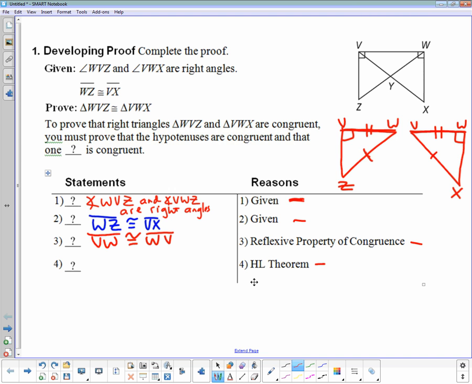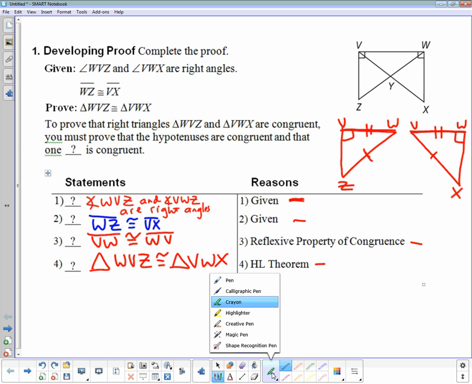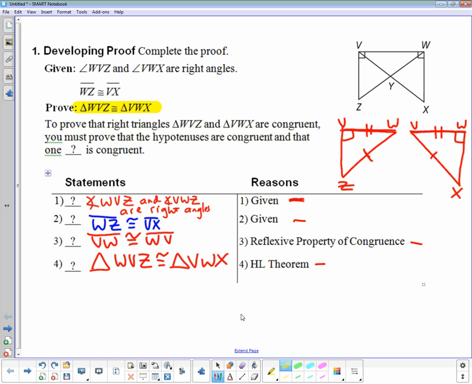But now, what's on the last line of a proof? It's what you're always trying to prove. Remember, that's what you were asked to prove. That was the goal. So that's going to be your last line. And how do I know that it's true? From the HL theorem.